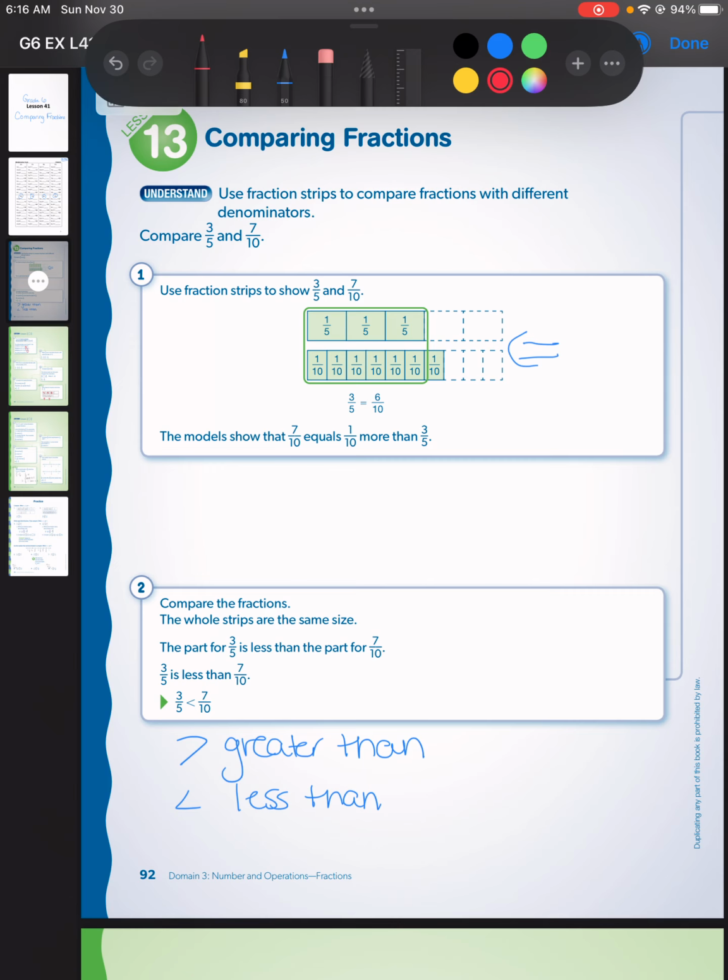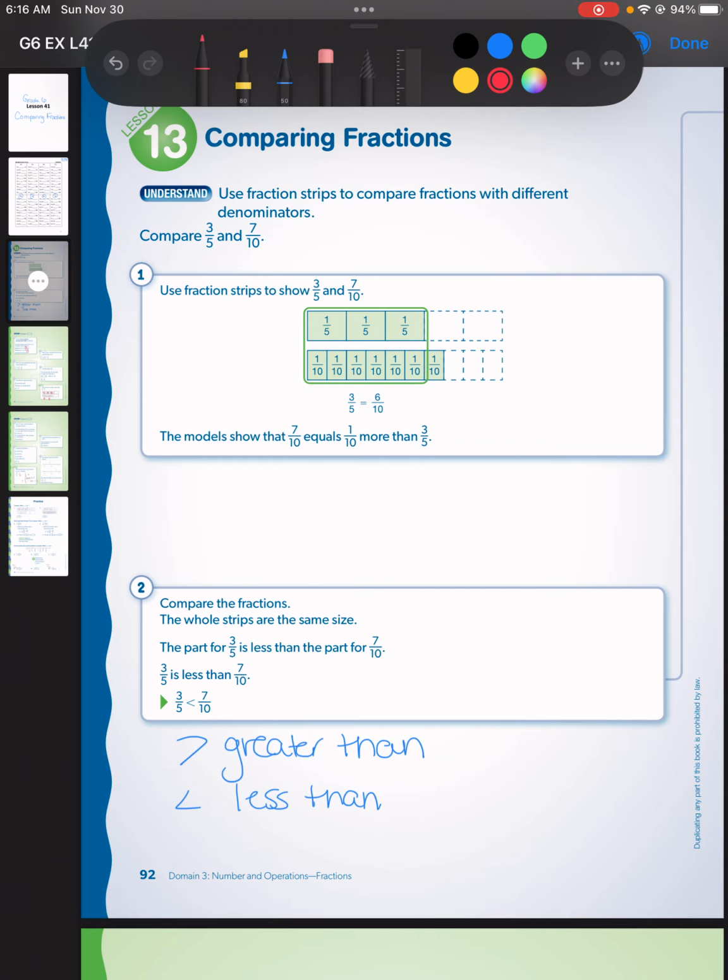Then you're going to jump into the heart of the lesson, which is on comparing fractions. In this first part of the lesson, students are using fraction strips to compare two fractions, 3/5 and 7/10, who happen to have different denominators. In the first step, you can see a model for 3/5 and a model for 7/10.